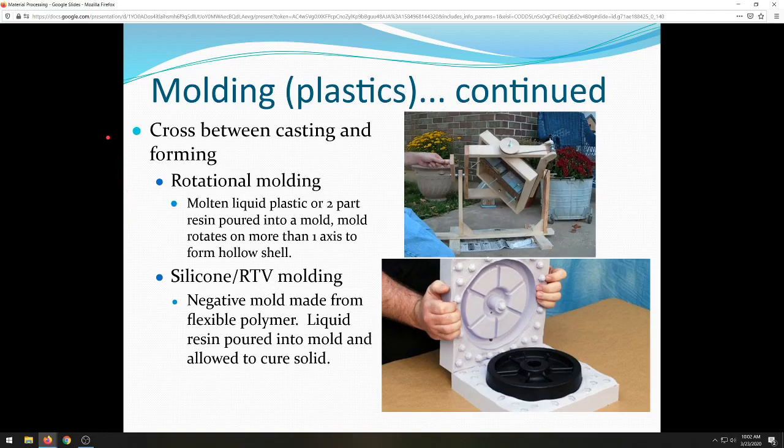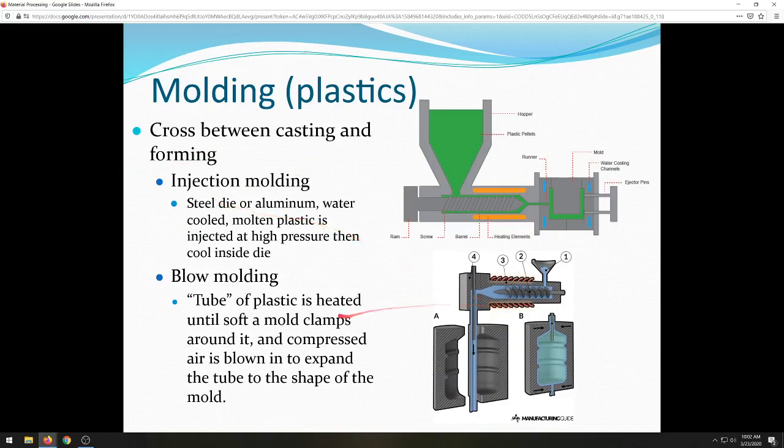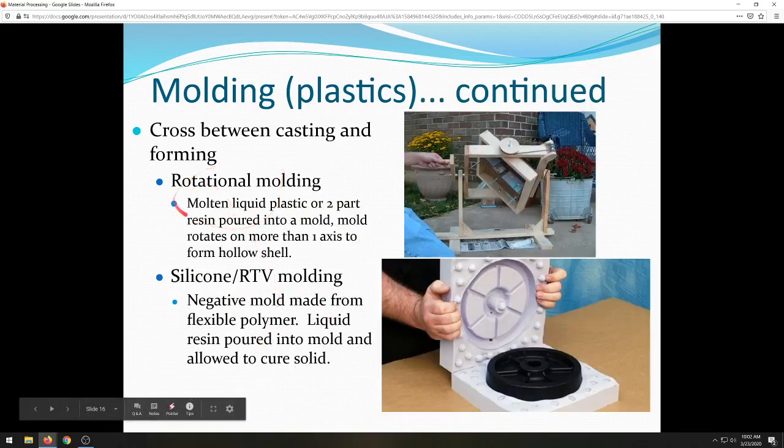Continuing the casting process, we've got rotational molding. This is how a lot of hollow plastic objects that can't be blow molded are made; they are rotational molded. These two processes are done with plastics. They can be done with molten plastics, but they're usually done with two-part epoxy type plastics, where you're mixing two chemicals together that solidify in a certain amount of time, like platinum curing plastics and things like that.